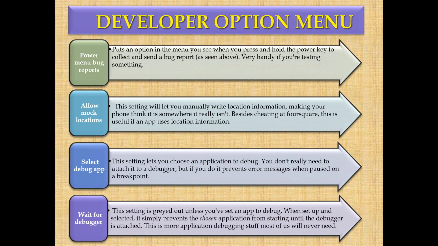So mock locations, you can manually write location information. If you are aware that somebody is spying on you, or somebody might have access to your device, you can mock your location, and your phone will just put the IP where you're in, I don't know, Africa or whatever it is, and your phone will never be found in the correct location.